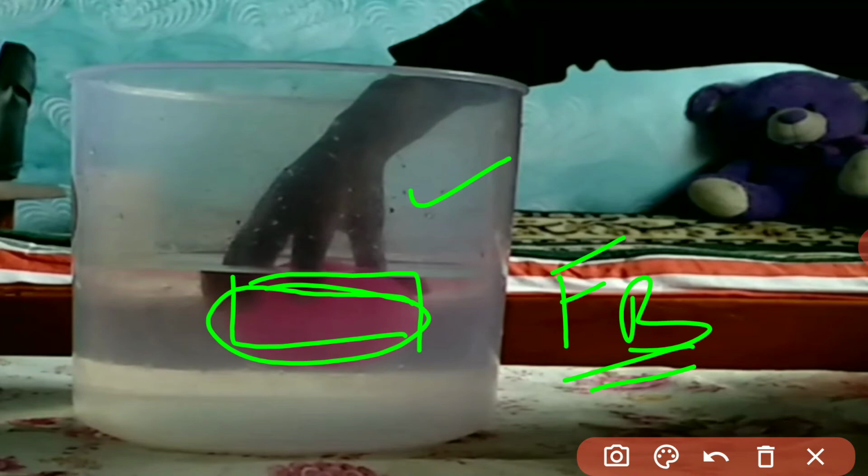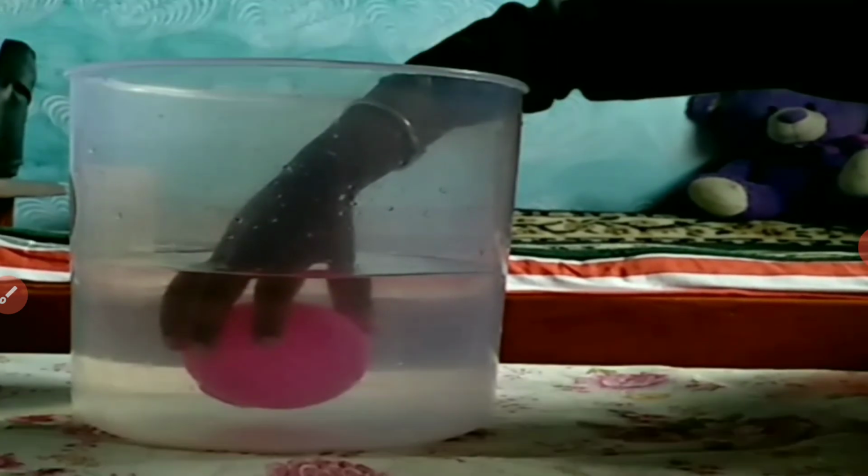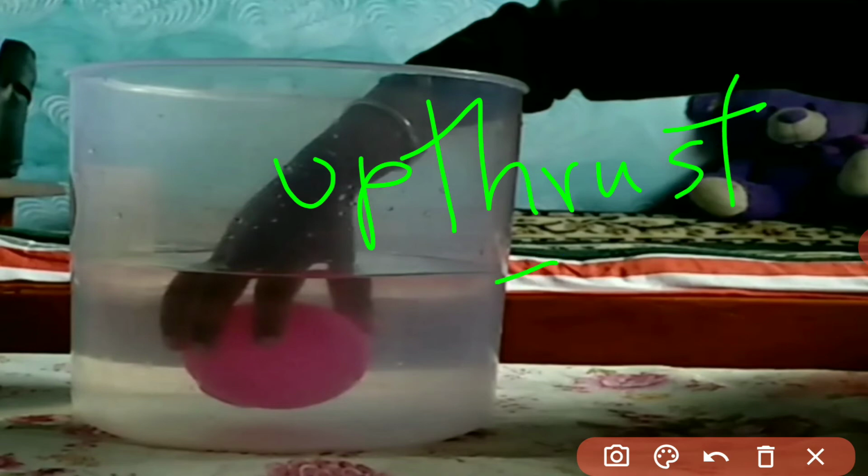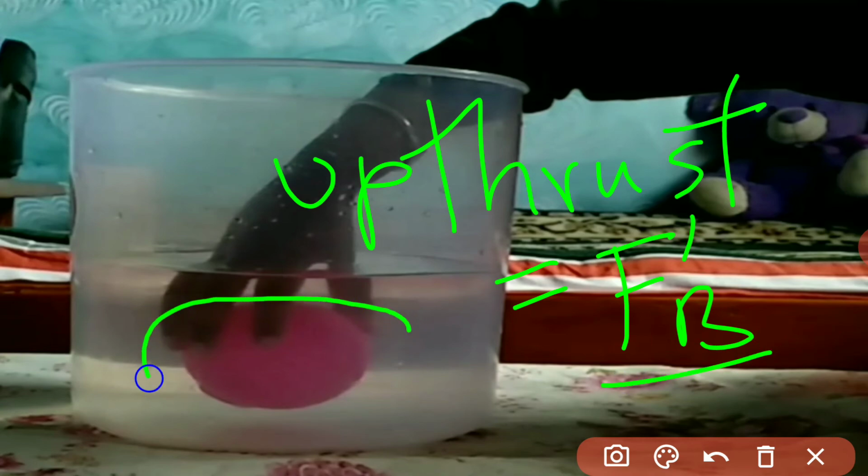Now further continuing with this video, as you can see, when the ball is fully submerged under the water, under this condition my upthrust or the buoyant force is equal to FB dash. This is only true when the object is fully immersed under the water.